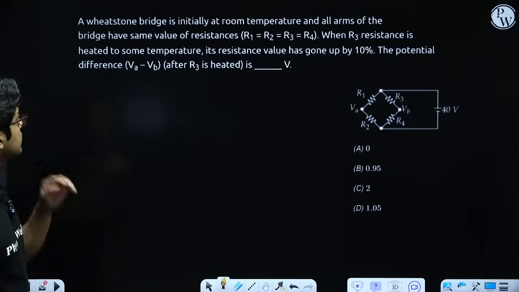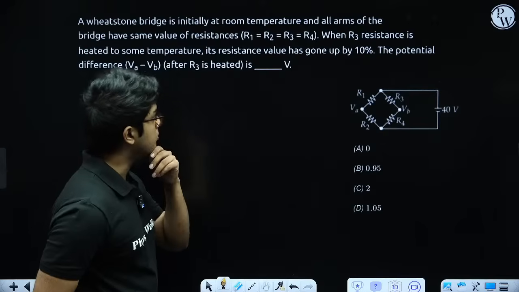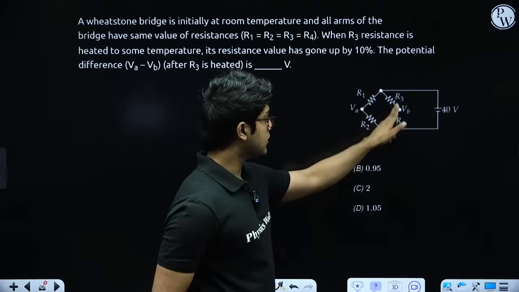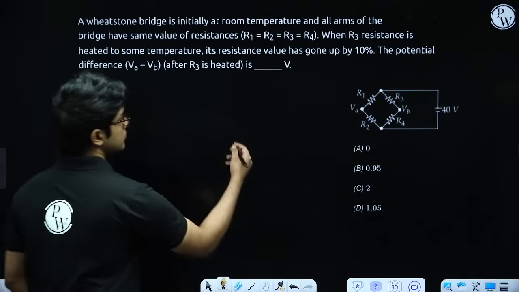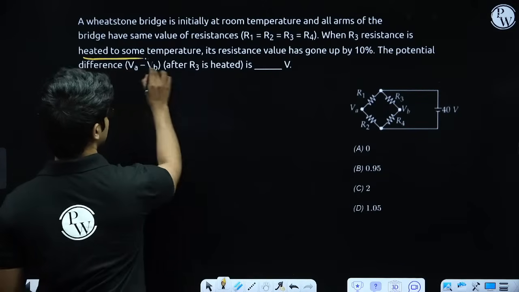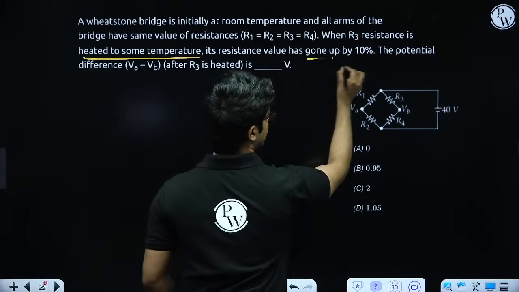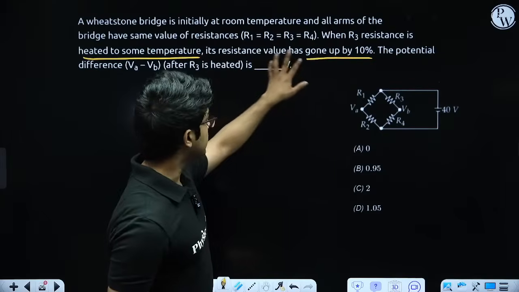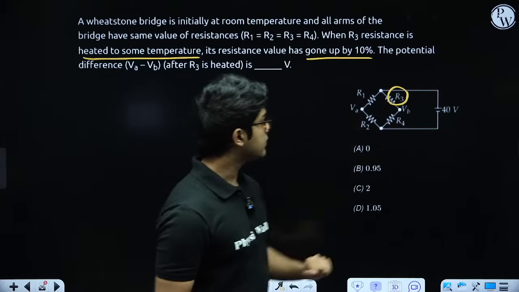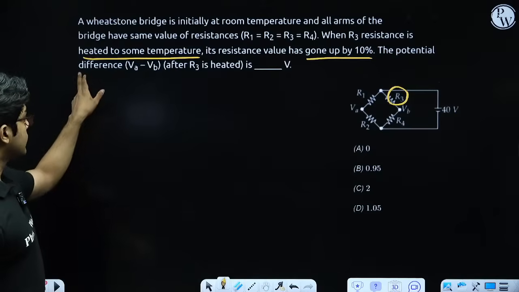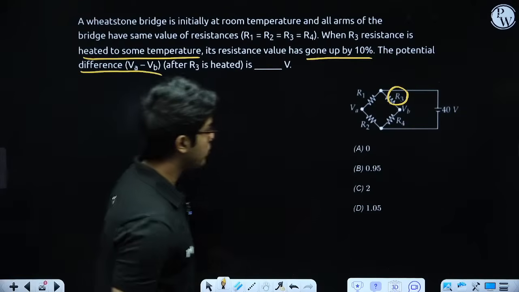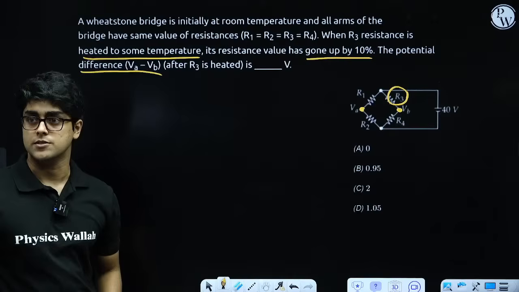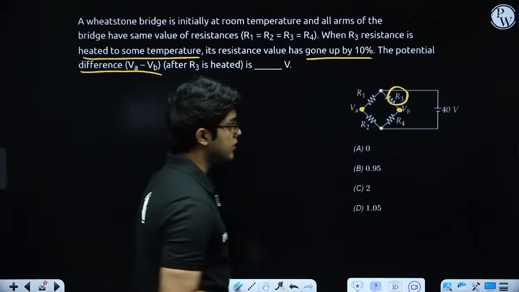All right, so now we have a Wheatstone bridge that is initially at room temperature, and all arms of the bridge have the same value of resistance. So all the 4 resistances are the same. When the R3 resistance is heated to some temperature, its resistance value goes up by 10%. So the resistance of just R3 increases by 10%. Then the question is, what is the new potential difference between points A and B?